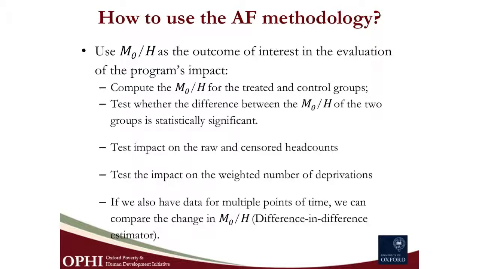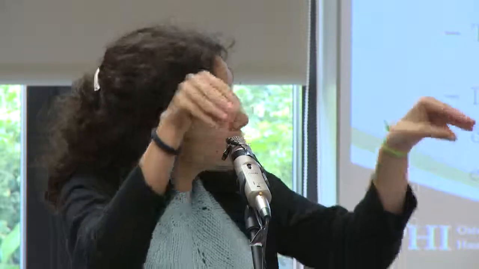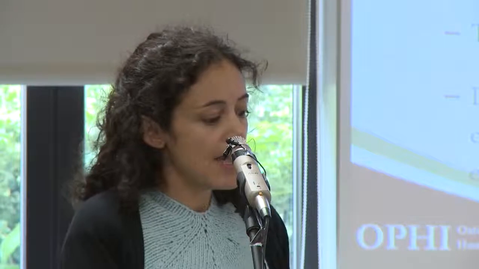You can also do it with the raw and censored, uncensored and censored headcounts. So you can also look at the specific impact on, for instance, nutrition. And you can also test the impact on the weighted number of deprivations. So looking at the M0 and the H, you can look at that. But in addition, you also have the deprivation score of the society. So you can also see the impact on that before the identification. In this case, you are not just looking at the people who have missed a number of objectives, but you can see if in the society overall, the number of deprivations has reduced significantly.